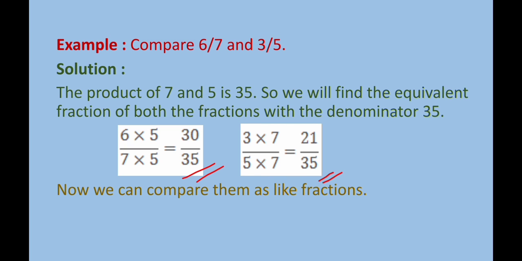Next step is, as we know, while comparing two like fractions, the fraction having the greater numerator is greater. So you can say that 30 by 35 is greater than 21 by 35. Clear? So first you have to convert the two unlike fractions into like fractions by taking their LCM, or by finding the equivalent fractions of both fractions.